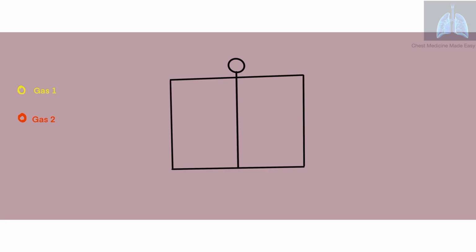Suppose we have a situation where there are two gases in a mixture, gas 1 marked here in yellow and gas 2 marked here in red. You would notice that gas 2 is twice the amount of gas 1. Suppose these gases are allowed to mix in the container, like so. And suppose the pressure of the total mixture is 100 millimeters of mercury. You would also notice that gas 1 forms 1/3 of the total mixture and gas 2 forms 2/3 of the total mixture.